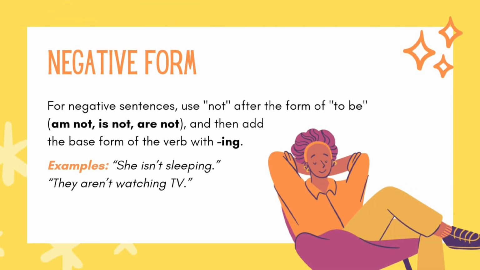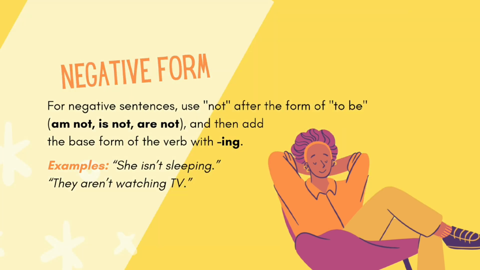Negative form. For negative sentences, use not after the form of to be: am not, is not, are not, and then add the base form of the verb with ing. She isn't sleeping, they aren't watching TV.